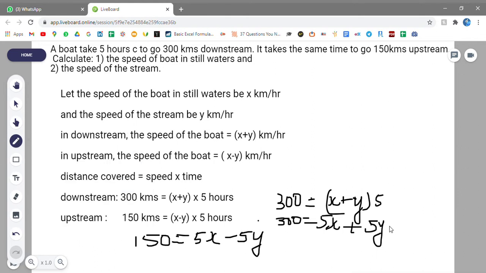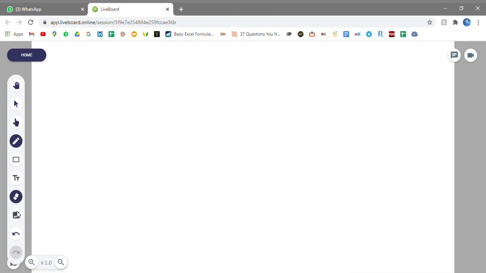Equation number 1 is going to be 300 is equal to 5x plus 5y, and equation 2 is going to be 150 is equal to 5x minus 5y. Now I have 5x plus 5y, 5x minus 5y. Since I have two equations, I can solve these two equations simultaneously to find the value of x as well as y.